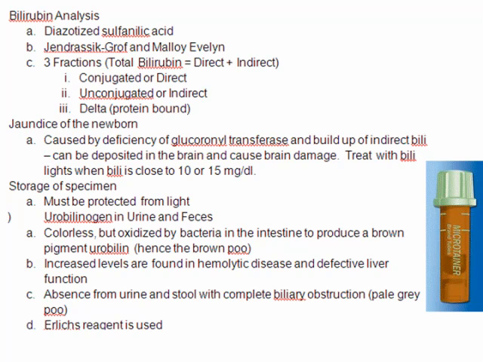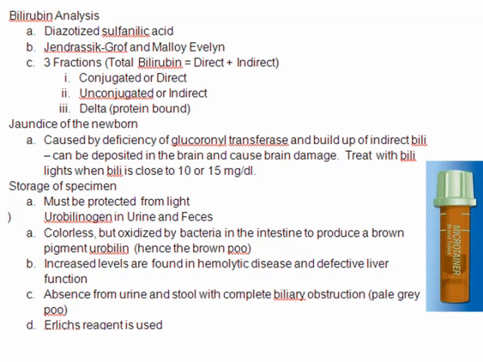In most cases, we test for a total bilirubin and we test for a direct bilirubin. Then all we do is take the total minus the direct to give us the indirect. You need to know that conjugated is the same as direct, and unconjugated is the same as indirect. There's also a protein-bound delta bilirubin that they can test for as well. Definitely not as common as the other ones.